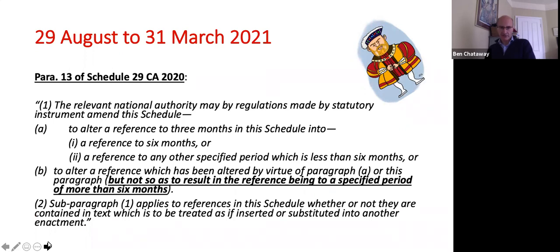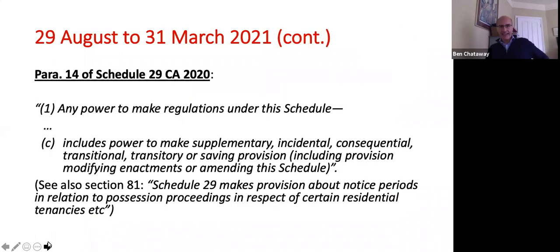And that's because if you read on in Schedule 29 of the Coronavirus Act, you get the next bit, which is another Henry VIII clause here. And you'll see what it does is say that the power to make regulations extends to a power to make supplementary, incidental, consequential provisions.